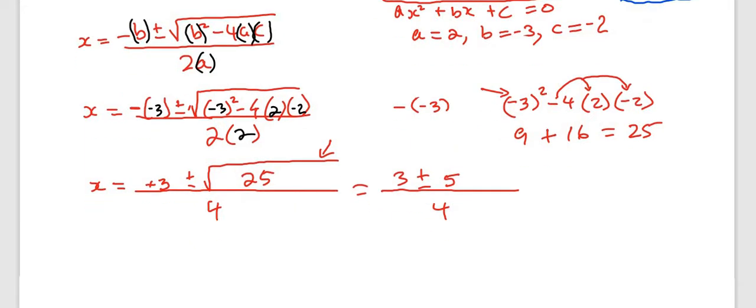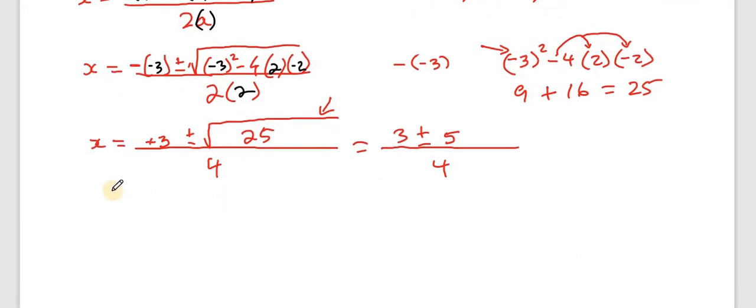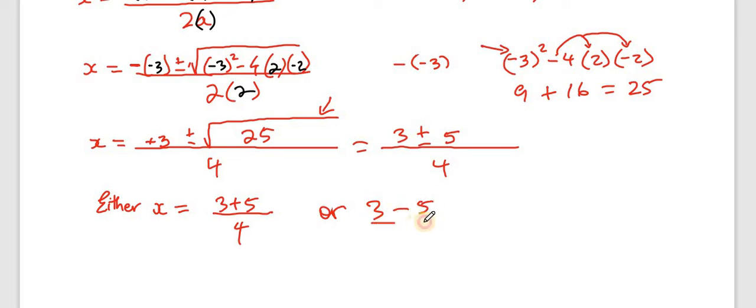So what do we do there? Anybody remember? Either or. Yes, we say either or. So we say either x is equal to, we'll take the plus in one instance, so it's 3 plus 5 over 4. Or in another instance, we take the minus 5. And we work them out simultaneously. So we're going to say x equals 3 plus 5 is 8 over 4.